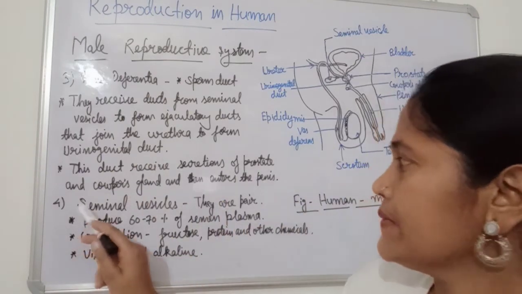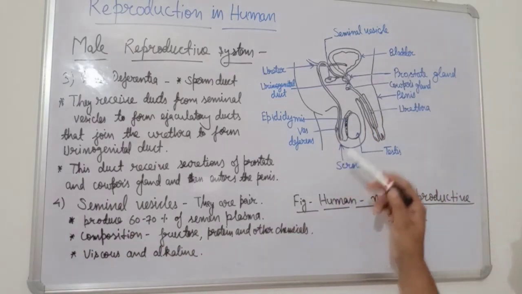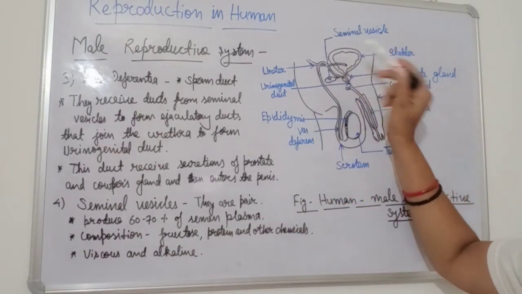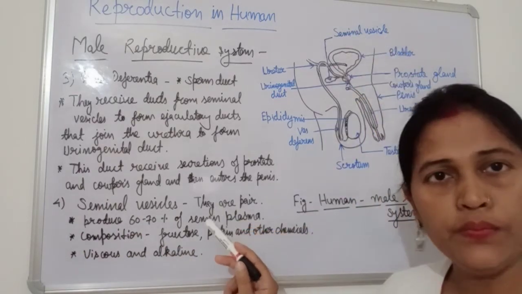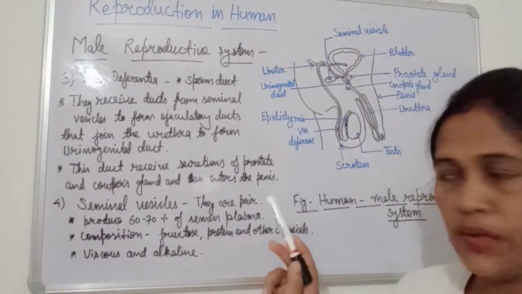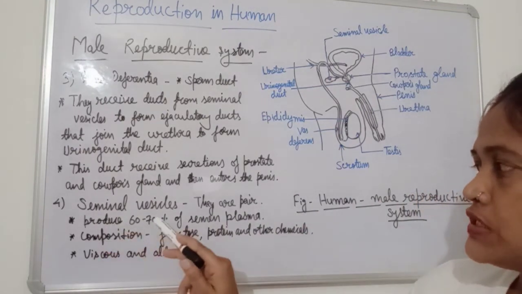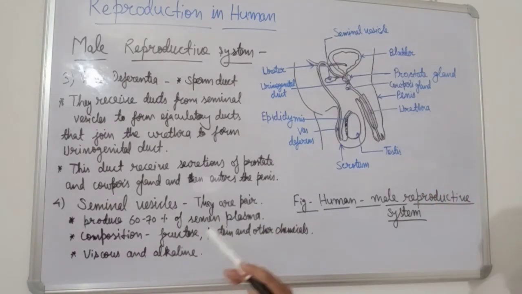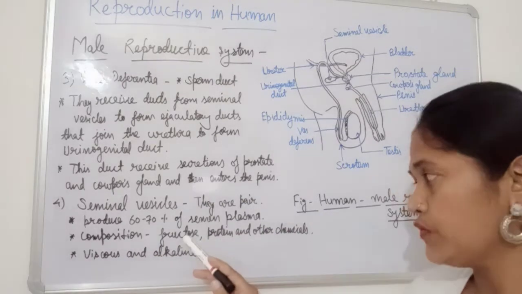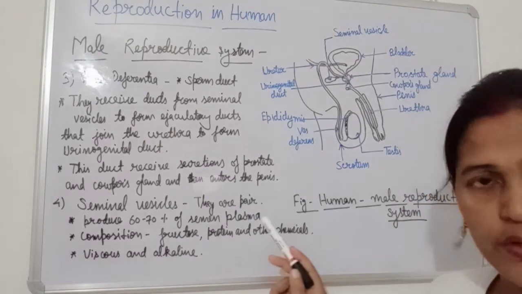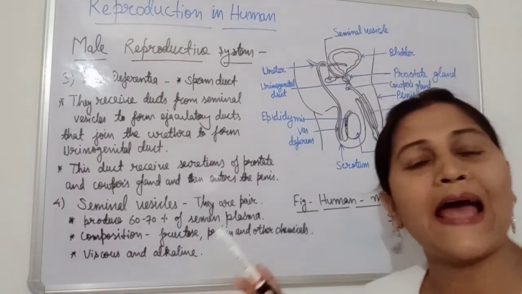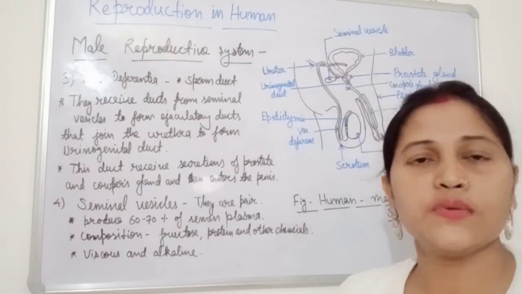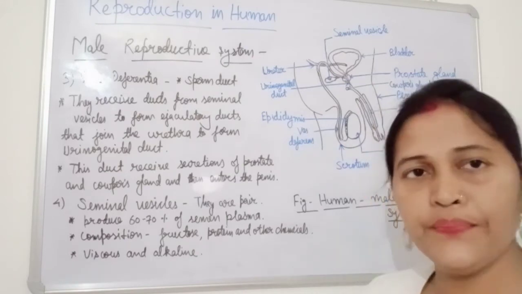Now fourth is the seminal vesicle. You can see it located here, the seminal vesicle. These are paired, having 2 in number. It produces 60 to 70% of semen plasma. And what is the composition of this? It contains fructose, protein and other chemicals, and it is viscous and alkaline in nature. It means pH more than 7.